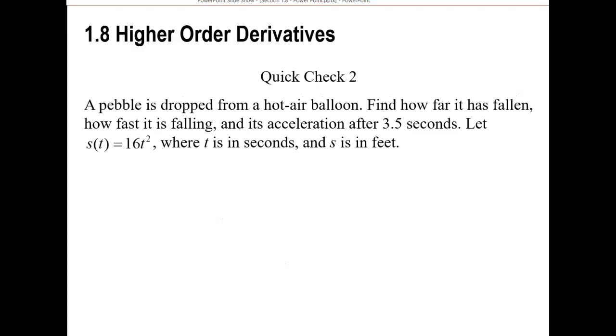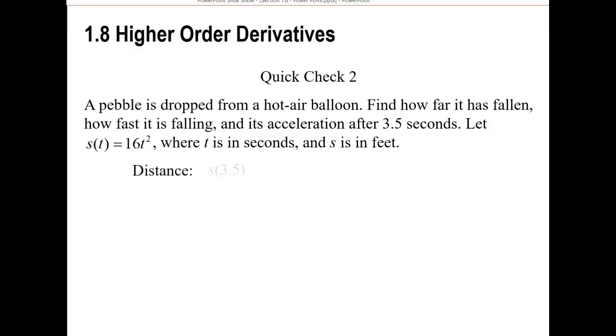All right. A pebble is dropped from a hot air balloon. How far has it fallen, meaning distance? How fast is it falling, meaning velocity? And acceleration after 3.5 seconds. And let our position function or our distance function s of t be 16t squared. This time t is in seconds and s is in feet. That'll be important for units.